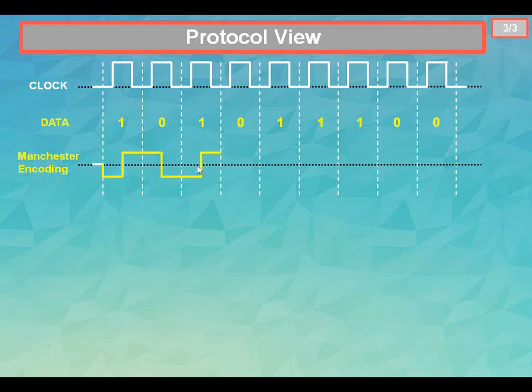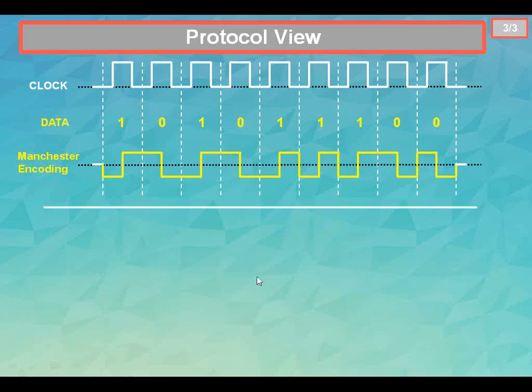Okay. 1 means negative to positive. 0 means positive to negative. 1 is negative to positive. Another time 1 means again negative to positive. Every time 1 means it is always negative to positive. 1 means again negative to positive. 0 means positive to negative. Again 0 means positive to negative. It is like that always.